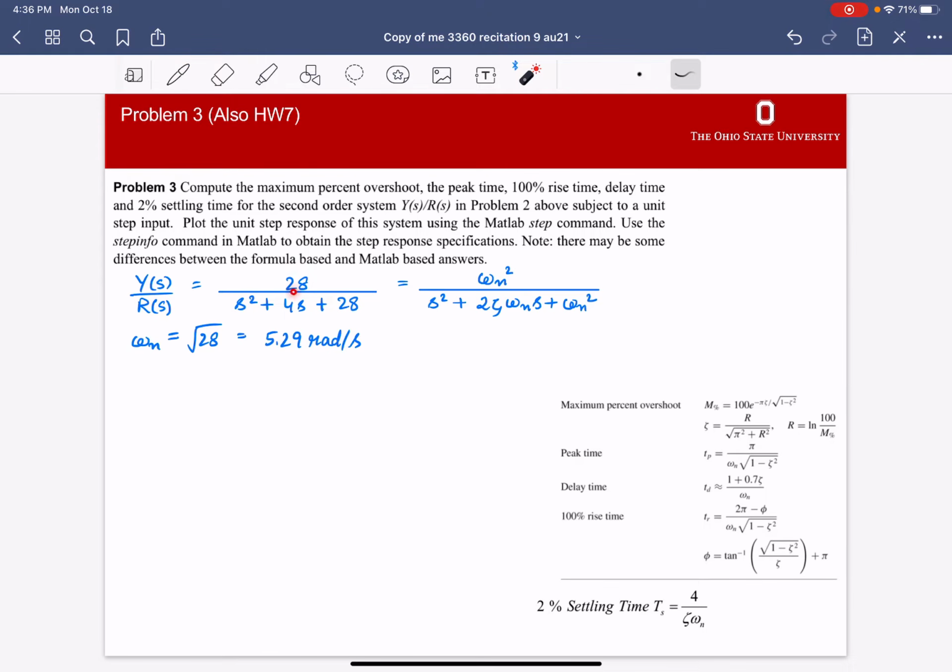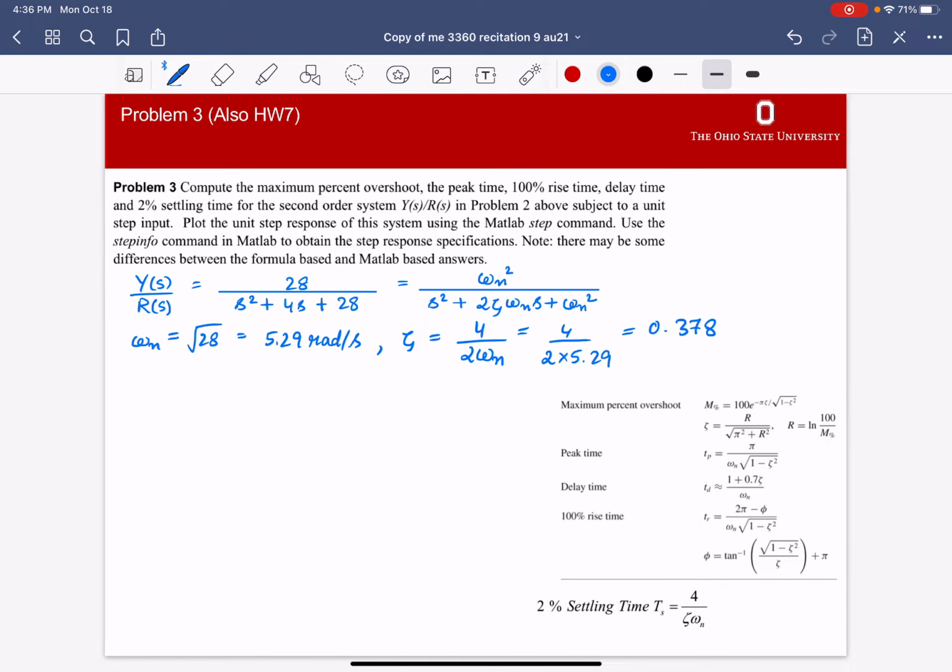And then we can compare the coefficients here. So that's 4, and that should be equal to 2 times zeta times omega n. So our damping ratio would be nothing but 4 divided by 2 times omega n, plugging in our value, and this ends up being around 0.378.